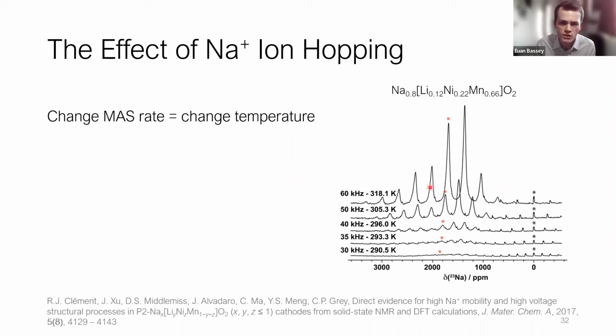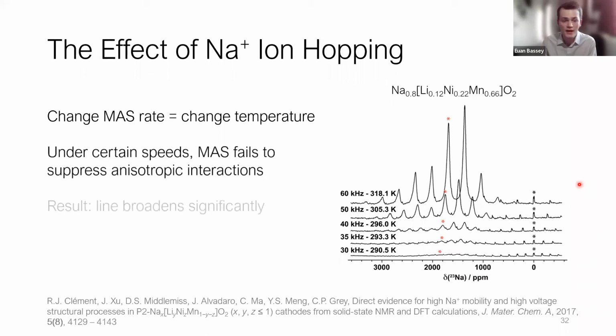She noticed that by changing the MAS speed, you essentially end up changing the temperature. And this has two effects. By changing both the MAS speed and the temperature, MAS no longer can suppress those anisotropic interactions. So if sodium hopping and anisotropic interactions are on the same time scale, then typically it starts to cause broadening effects. And you've also got the effect of sodium-ion hopping causing changes in the line shape. One of the questions you may be asking is, why does sodium-ion hopping actually change the line shape? This is something I want to go through now because it's not necessarily completely obvious.